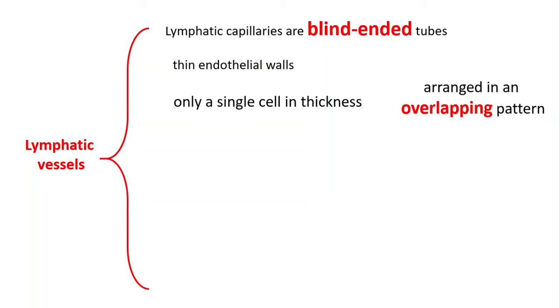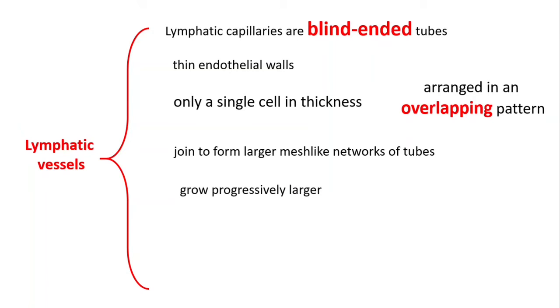There are no intercellular junctions, and they join to form a larger network of tubes, and these tubes or lymphatic vessels will join each other, forming progressively larger lymphatic vessels, and at the end of the day, near the large veins, they form two lymphatic ducts, which we will see in a moment.